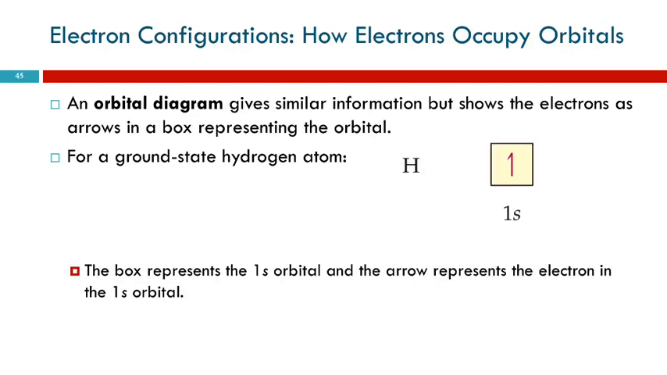We can also draw orbital diagrams, which is more like a picture, and I really like the orbital diagrams. So for hydrogen, this box represents the 1s orbital, and the arrow represents one electron. And this is a lot like a bed in the room, and there's a person sleeping in the bed.